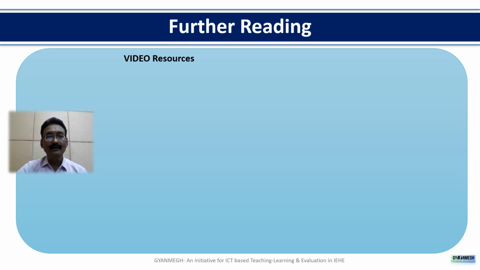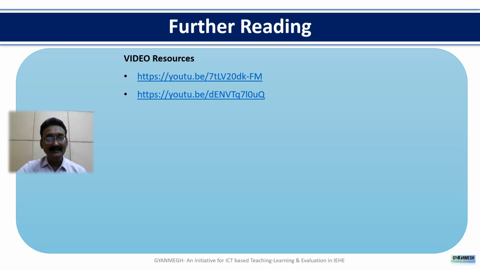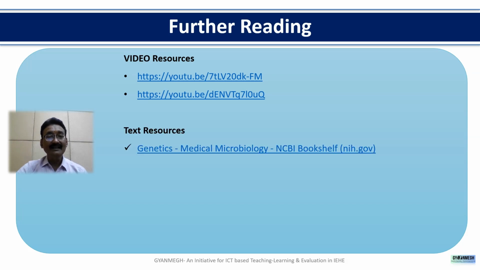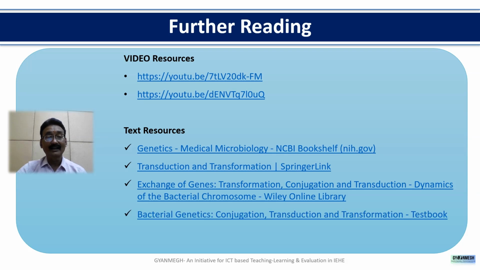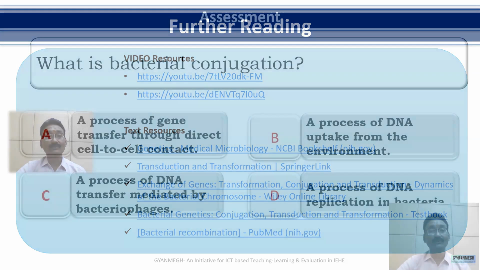Students, you can also refer to video resources. The link is given here. You can see them and go through these video resources. You can visit text resources also: genetics, microbiology, NCBI Bookshelf on nih.gov, transduction and transformation; Springer Link, exchange of genes, transformation, conjugation and transduction, dynamics of the bacterial chromosome; Wiley Online Library, bacterial genetics, conjugation, transduction and transformation; and bacterial recombination in PubMed literature. So these are some of the text resources.